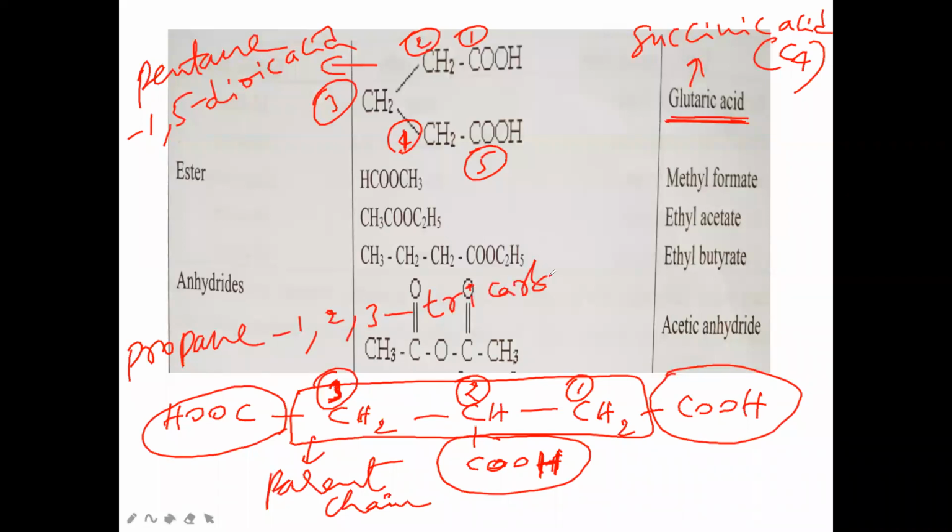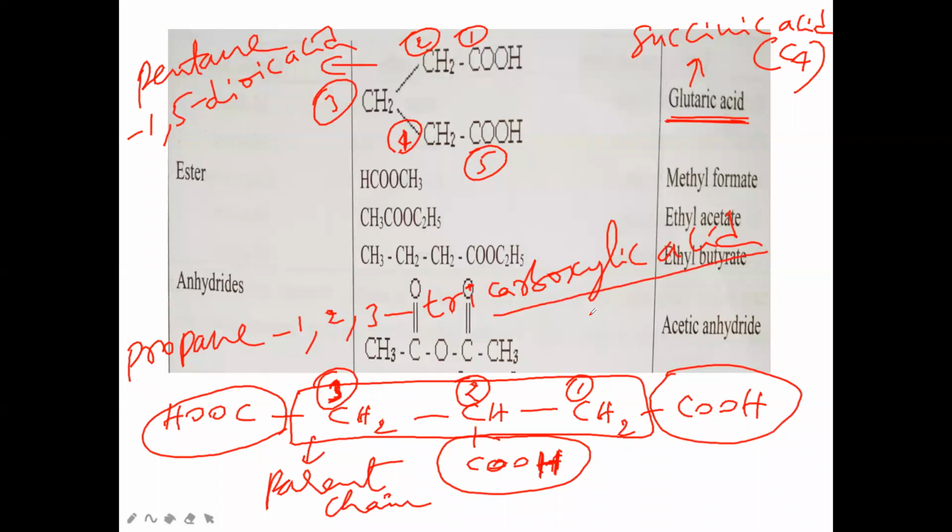Tricarboxylic acid. Instead of oic acid, what are we saying now? So what is the name of this molecule? Propane 1, 2, 3 tricarboxylic acid. Instead of oic acid, we take carboxylic acid. It is called a special secondary suffix.